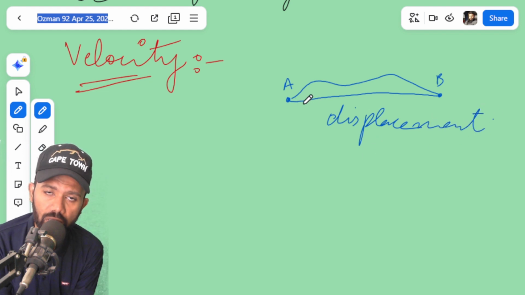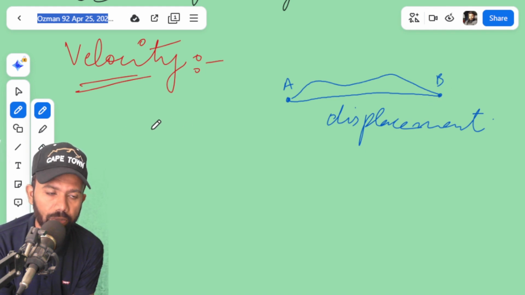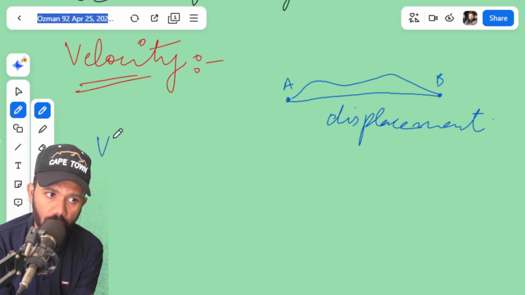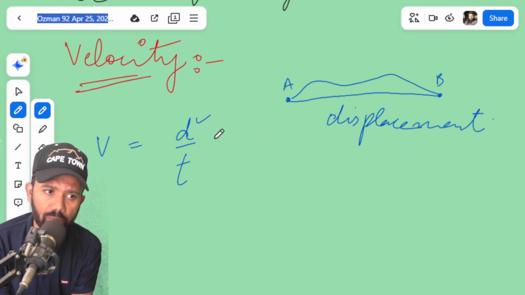If you move unidirectional from point A to B, you cover displacement, right? So we define velocity, also denoted by V. Velocity is defined as d over t. Now this d is called a displacement. You can denote it with a different letter, but d is okay for displacement.